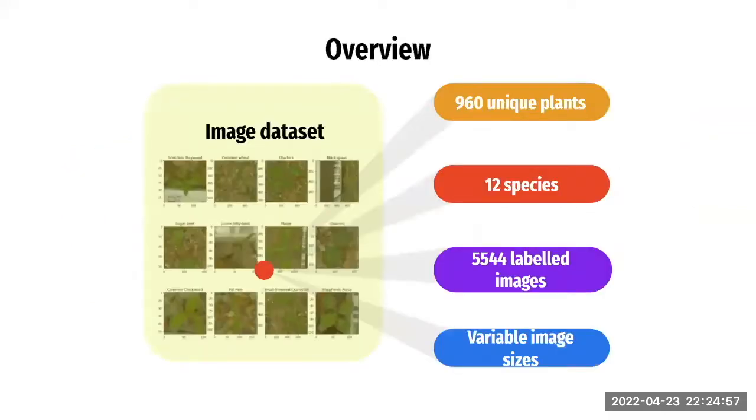So now we're going to take a look at the structure of the dataset. It contains images of around 960 unique plants taken at various growth stages belonging to 12 different species. There are 4,750 annotated RGB plant images available in the training set, which we then split by an 80-20 percentage for training and validation, and another 794 unlabeled RGB images in the test set. The images have variable sizes even within the same class, thus making the classification problem a little harder.